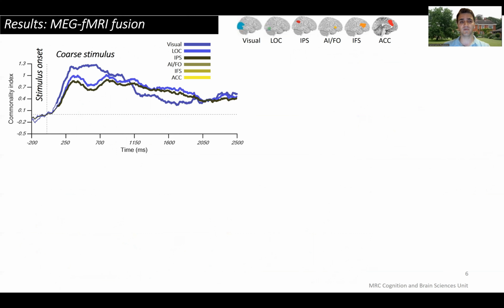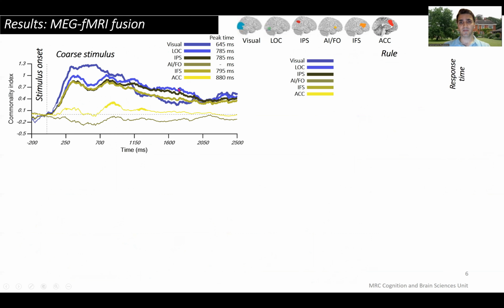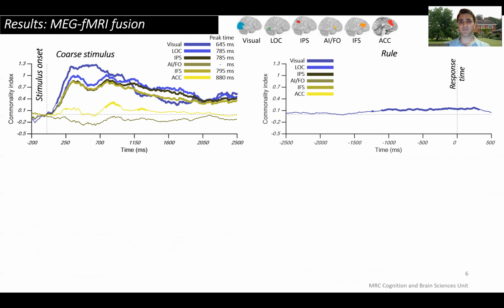You can see that there seems to be some gradual appearance of information from the posterior parts of the brain to anterior parts of the brain. And these are reflected in the peak times of these time courses. The same observation was made for rule information aligned to the time of the response, with information appearing in posterior brain areas followed by anterior brain areas.